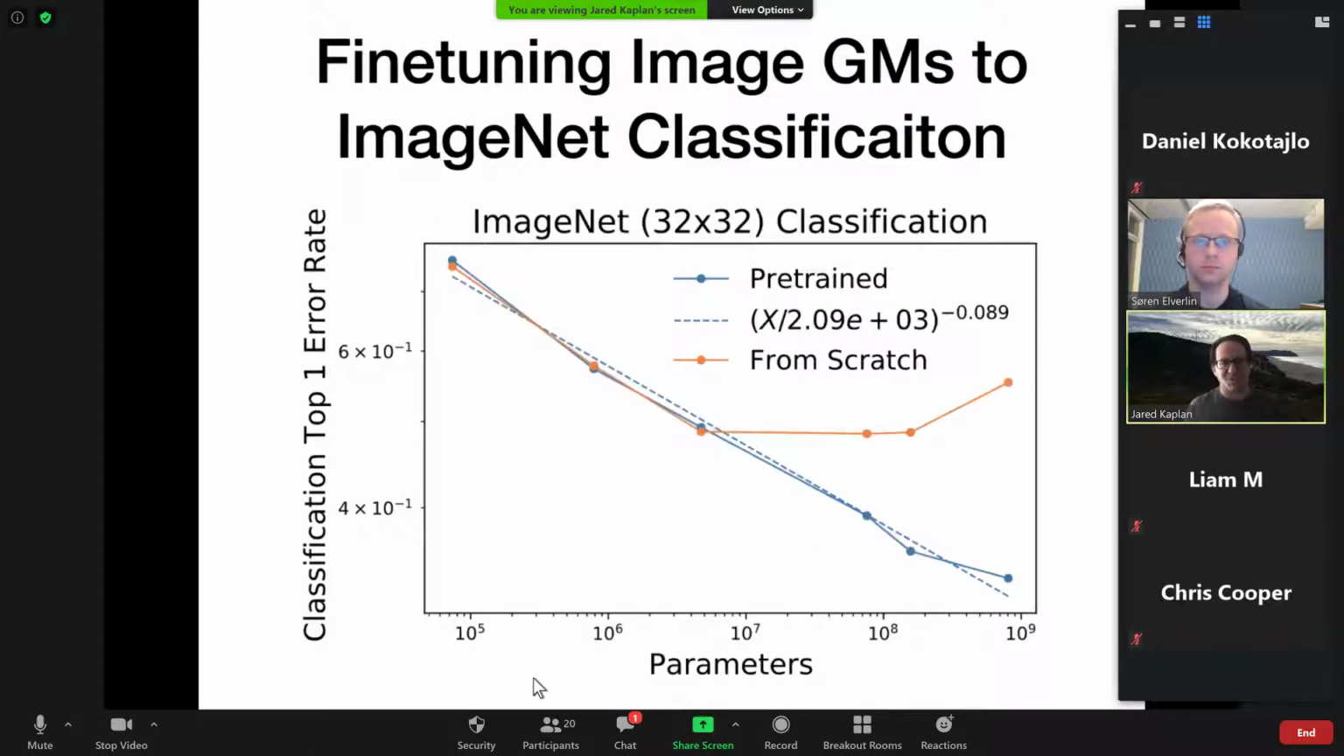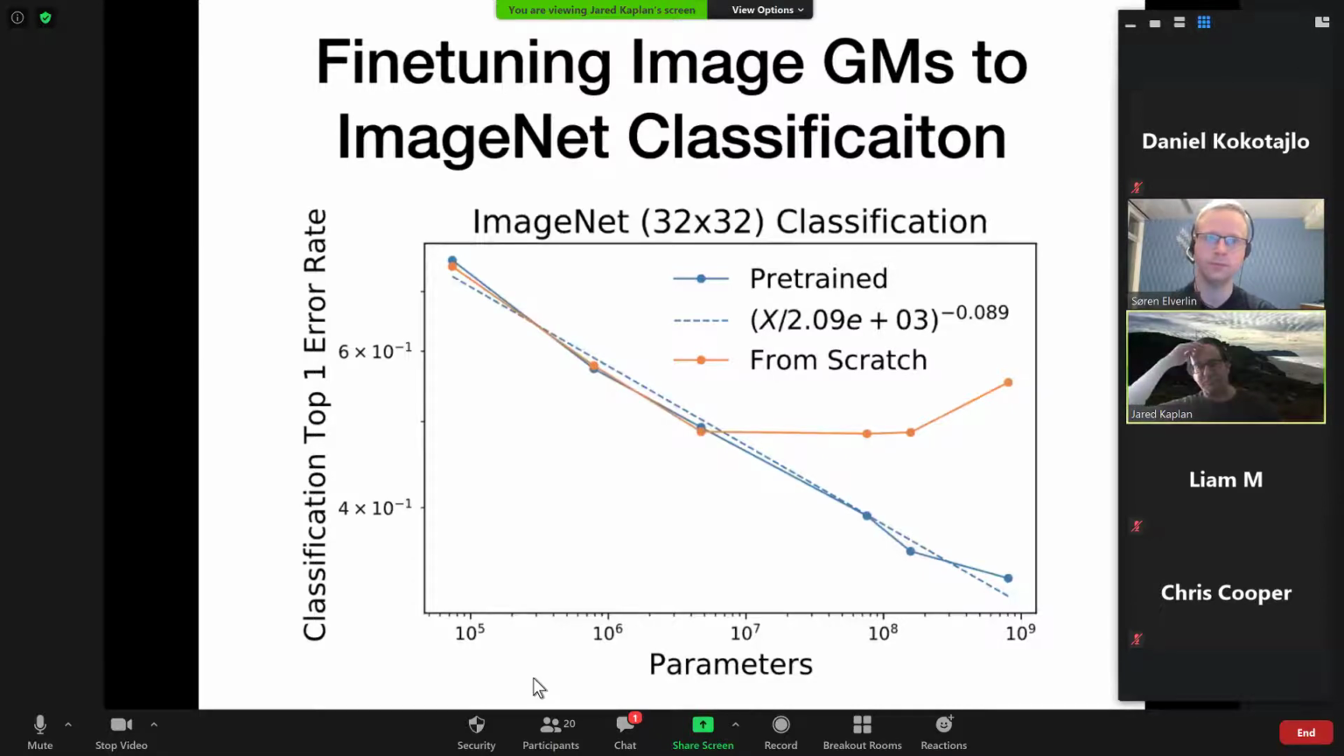There's a further question, which is, do you really benefit on downstream tasks? An example here is you can train on image classification using the pre-trained models that were generative models for modeling image pixels. And if you do that, you see that you get another predictable power law scaling for classification error on ImageNet. This is 32 by 32 pixel ImageNet.